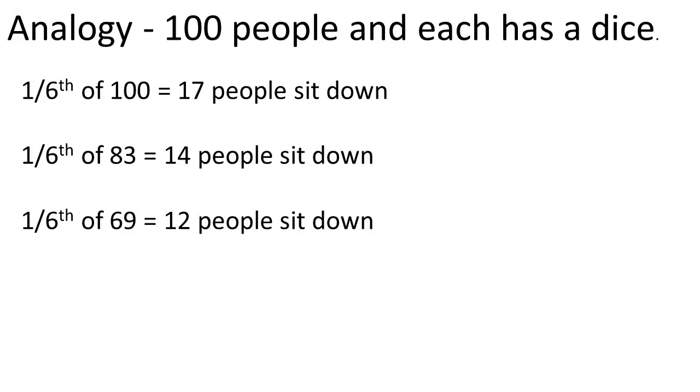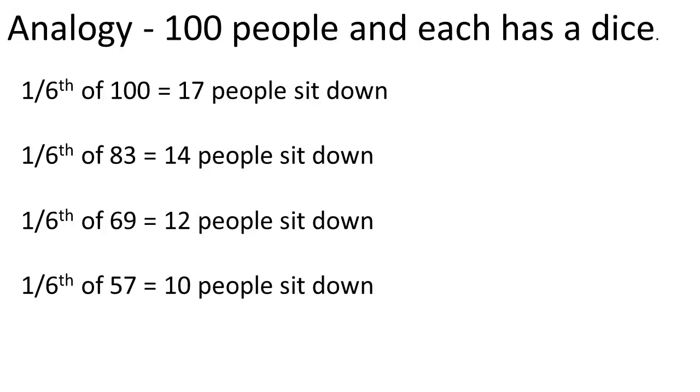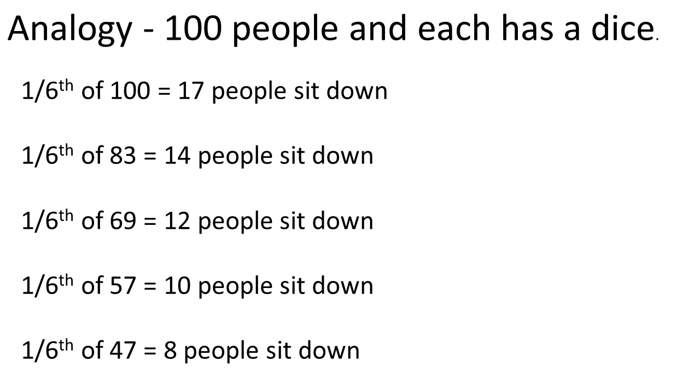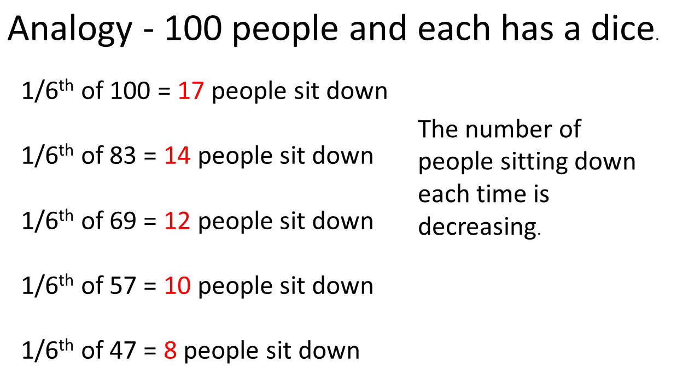We roll the dice again. 1/6 of them gets a 6, 1/6 of them pop, and 12 people sit down. And then we've got 57 people, 1/6 of them, they roll the dice again. Those who roll a 6 sit down. And 10 people sit down, and then we've got 47 people, and then we roll the dice again, and 8 people sit down. So I won't carry on, but what you find is the number of people sitting down each time is decreasing. In the beginning, 17 people sat down, then 14 people sat down, then 12, and 10, then 8.